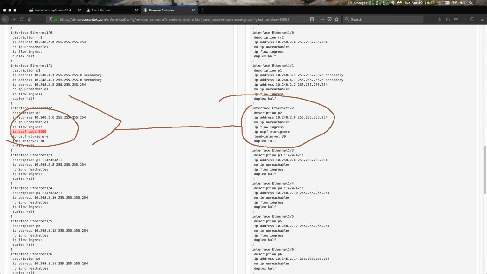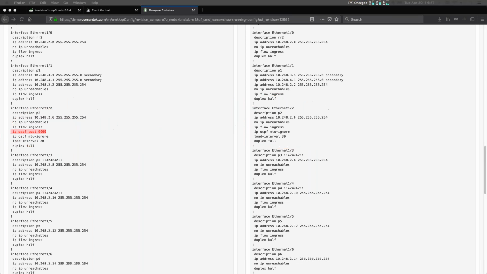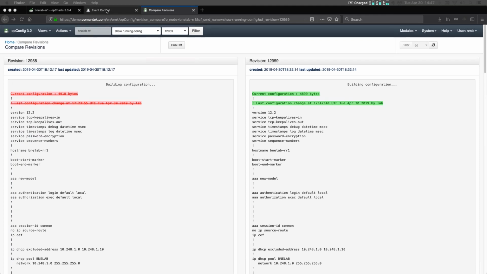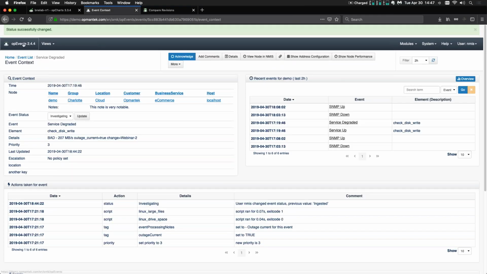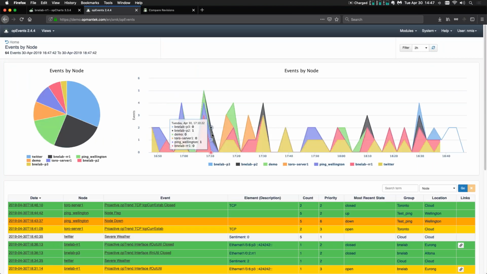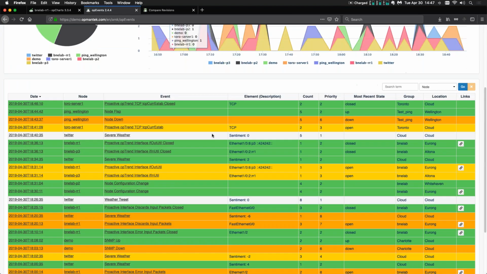So gathering information and having information available to you, having a system like Opie config be able to execute commands, gather configurations of devices, and then alert you on configuration changes, or in the case of Opie events, be able to push events back to the event management system and have the event management system run its own troubleshooting.